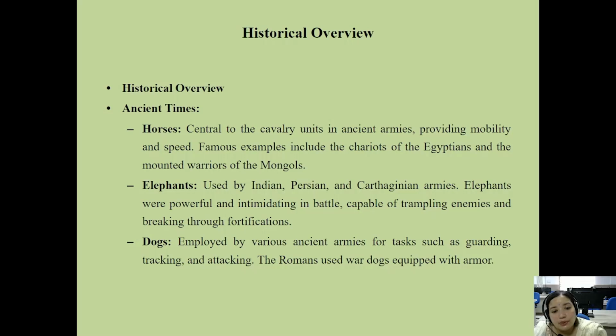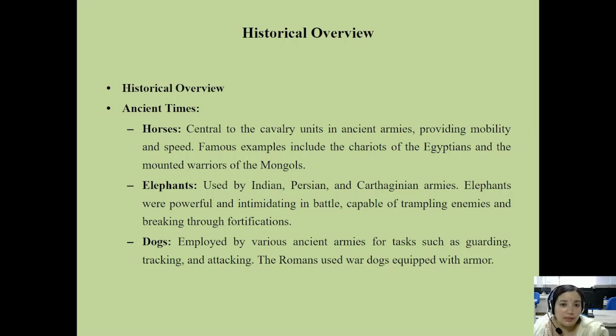Then dogs were also used in warfare, employed by various ancient armies for tasks such as guarding, tracking, and attacking. For these tasks, dogs were used by armies for tracking and for attacking their enemies. The Romans used war dogs equipped with armor.